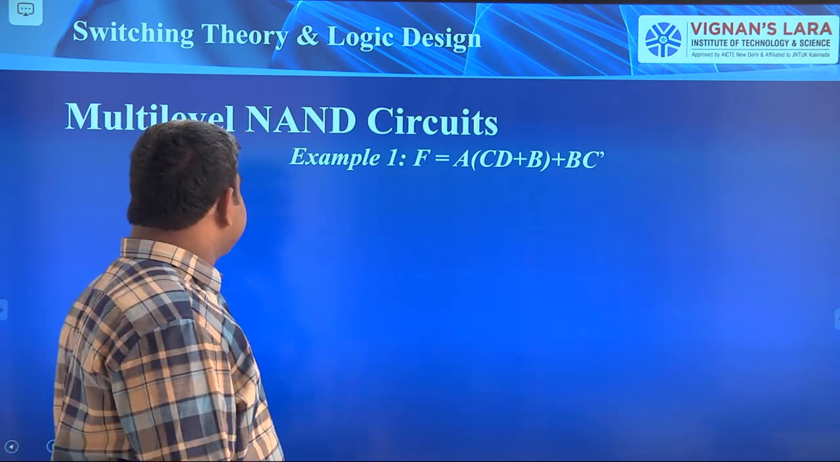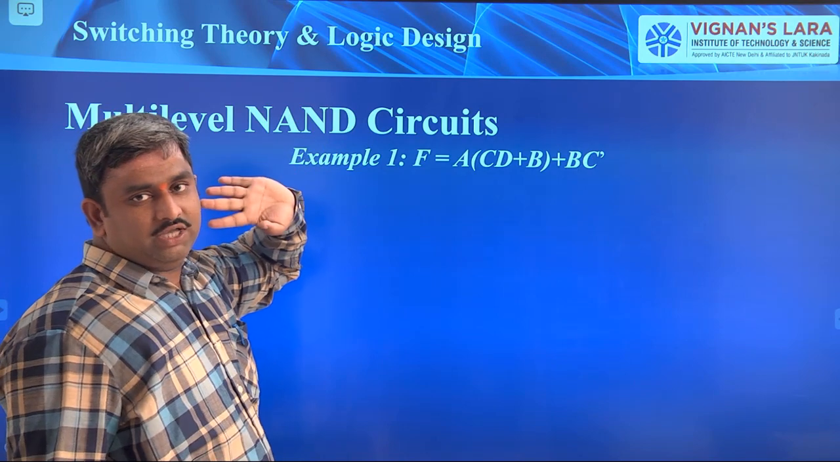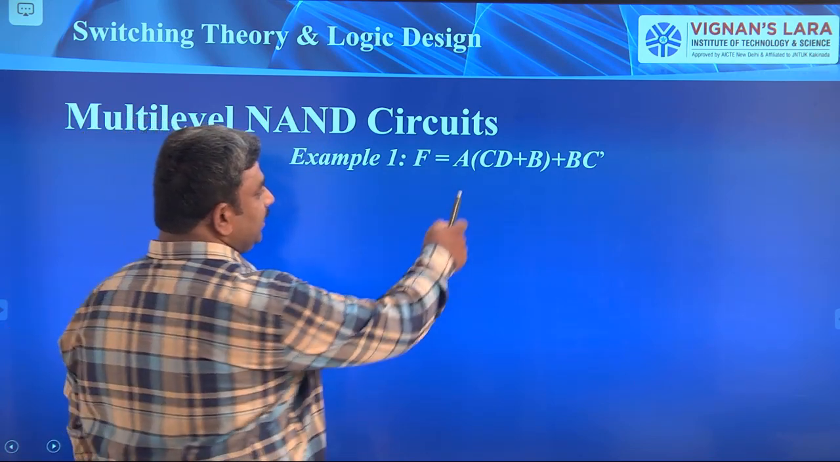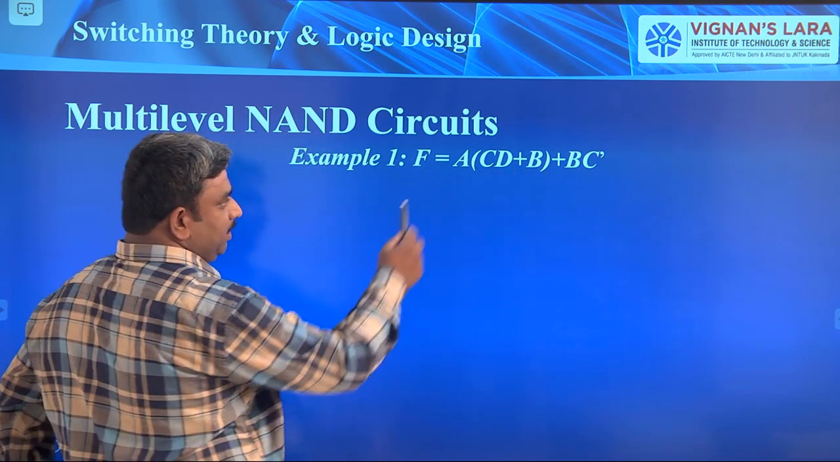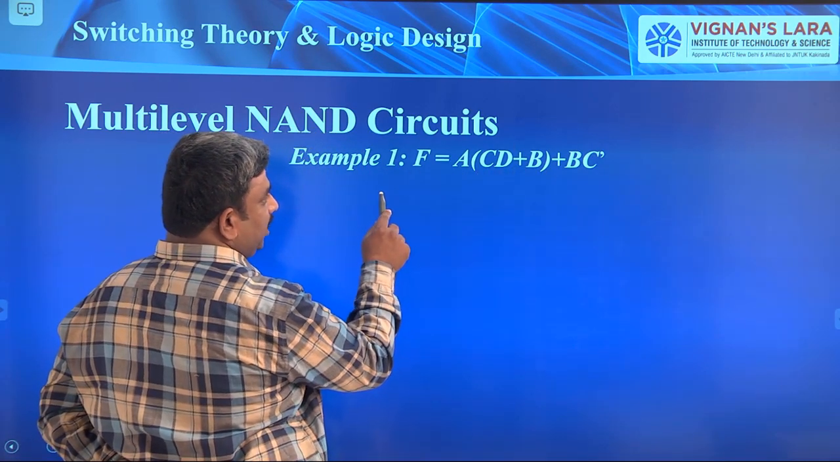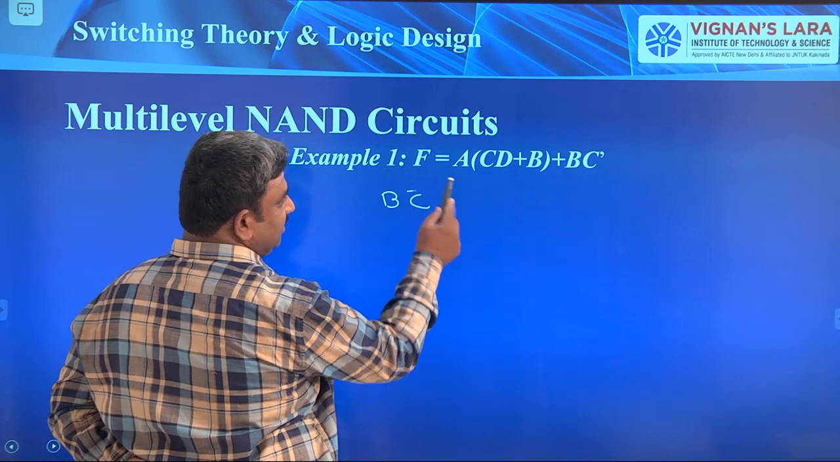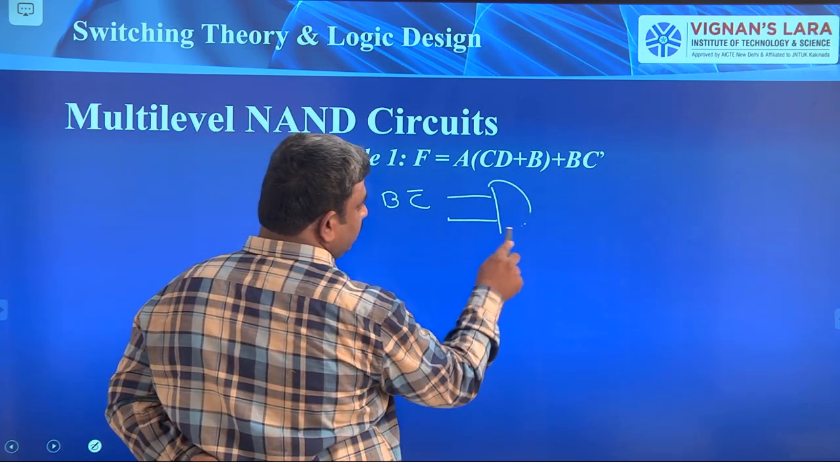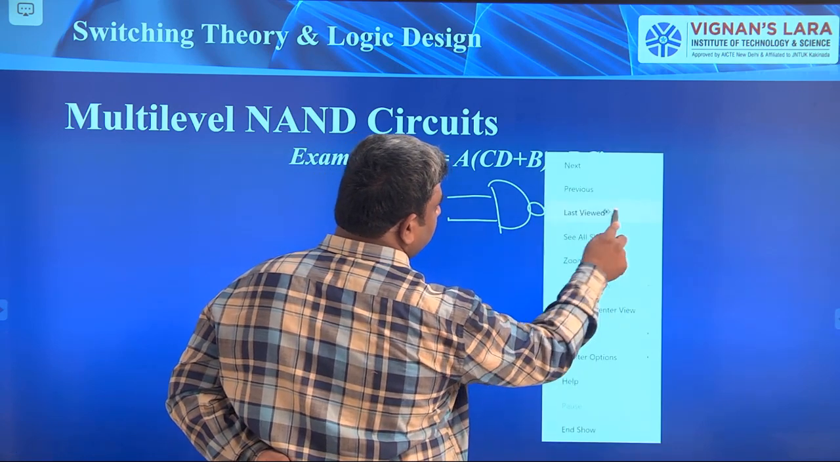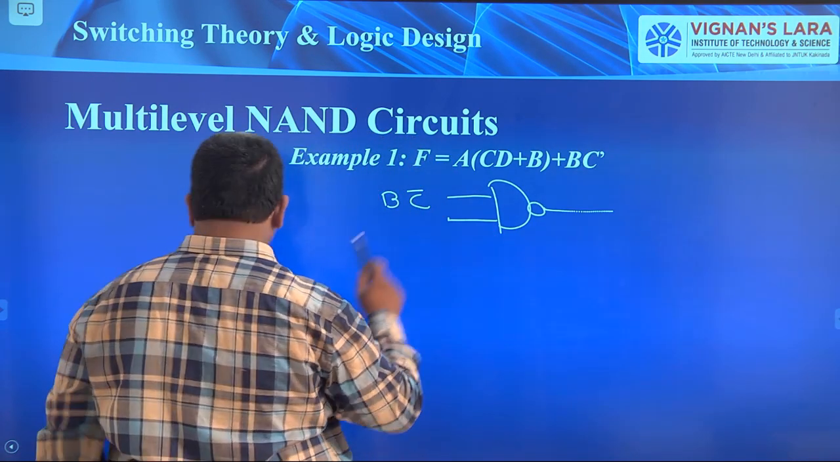Now we will see one example here. Multi-level NAND circuits we have to realize. So see here, A of CD plus B into BC bar. What are the functions available here? B, C bar is available. B signal, C bar signal, and I am using a NAND gate here. Sorry, here BC bar, that is a NAND gate.